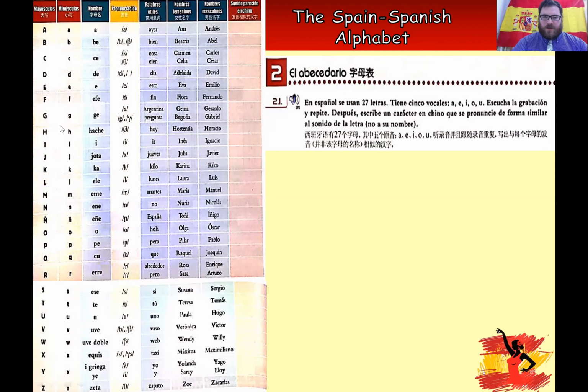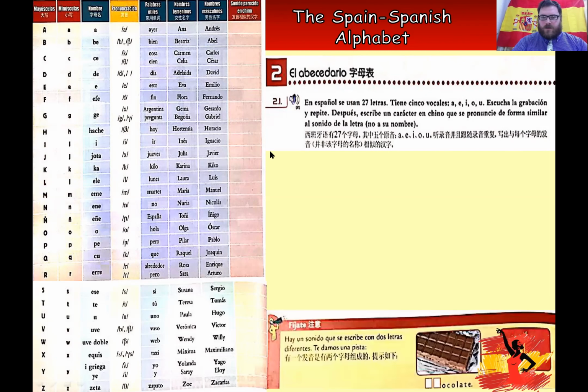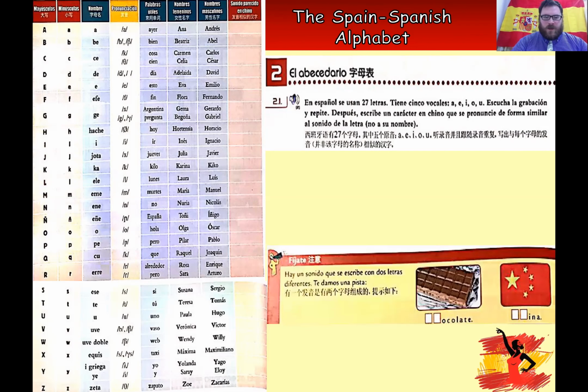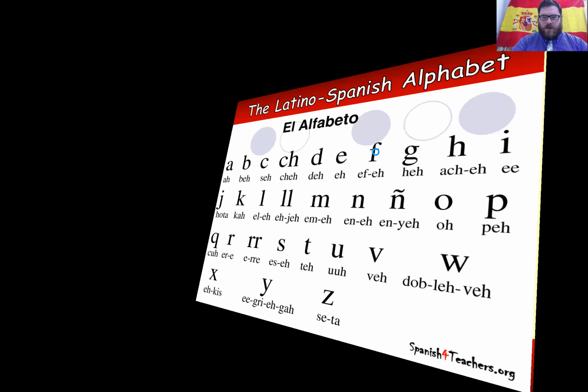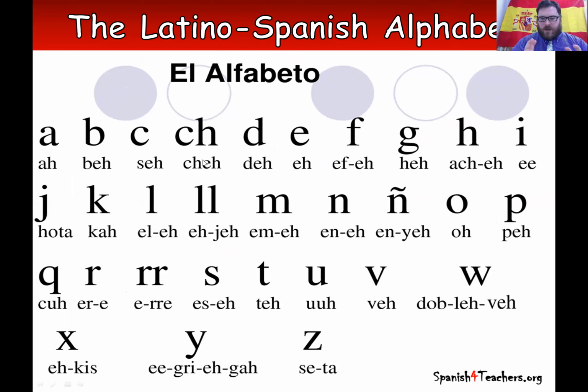And then here you're supposed to write down a Chinese word that uses that sound. Okay. Horacio. Okay, cool. The reason why I like this alphabet that I showed you earlier is because it has these double letter words. So like the CH for che, the double L for ye, and the double R for r.